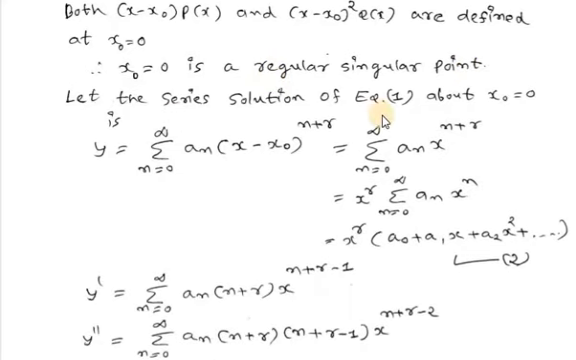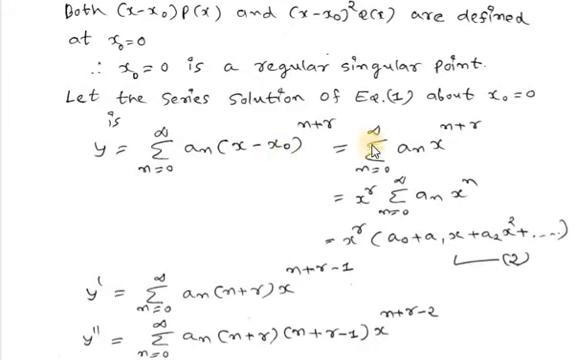Therefore x0 equals 0 is a regular singular point. Now let the series solution of equation 1 about x0 equals 0 be y equals sigma n from 0 to infinity of an (x minus x0) whole raised to n plus r. Here we will replace x0 by 0.